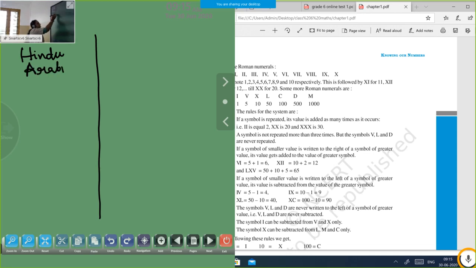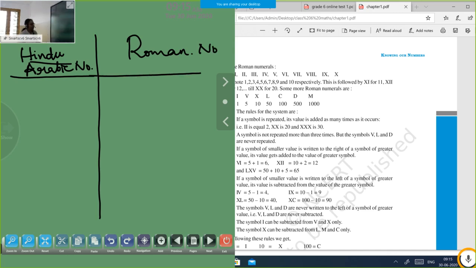Our number is known as Hindu Arabic number, isn't it? This 1, 2, 3, etc. is known as Hindu Arabic number. In the first column write Hindu Arabic number. In the second column write Roman number or Roman numeral. Teacher wrote Roman number. Up to 20 we are writing. Make the column like this.